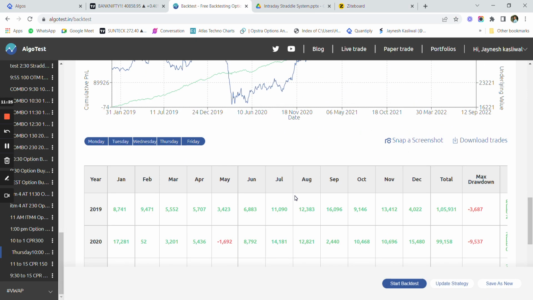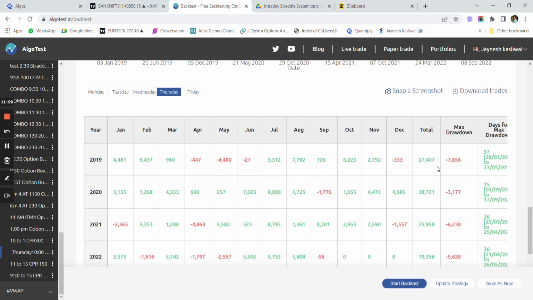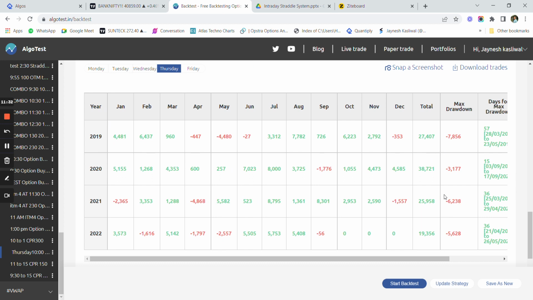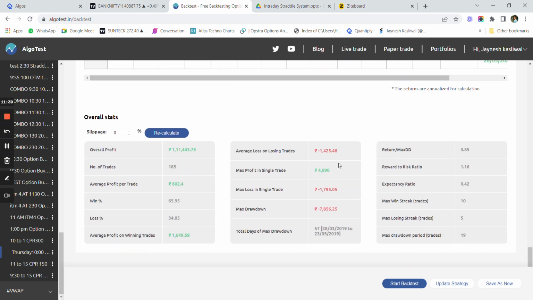So let's check it out right now. What is the result on Thursdays? As you can clearly see, on Thursdays it has given consistent returns of around 30,000 every year, and we can clearly see that the average profit on winning trades is greater than the average loss on losing trades. You can see the risk to reward ratio is good. Expectancy is around 0.5, and that is good. And you can see that my win ratio is also good, right? I will have to add 0.5% slippage to check out the real results for that.